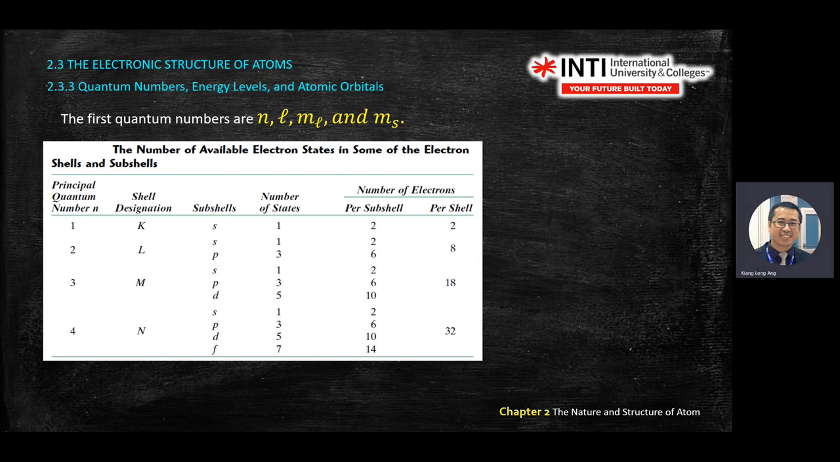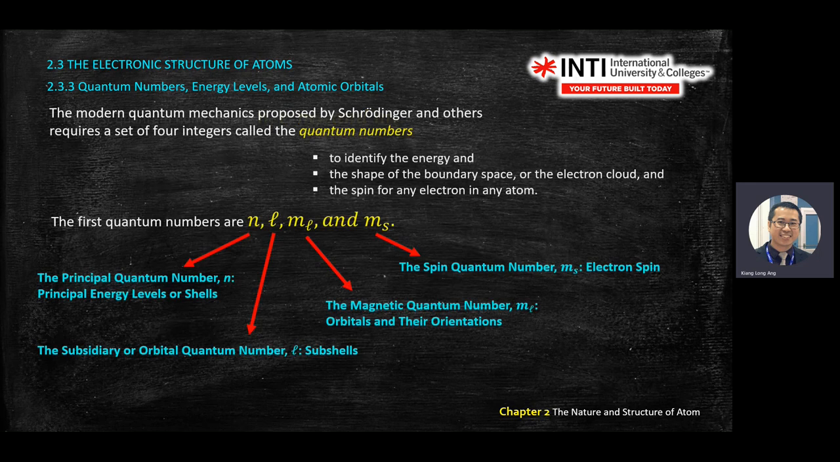First, you have to understand this one first. If not, then you're going to confuse the four numbers that you see later. This one tells you the four numbers just now: N, L, M_L, and M_S. So just now, I introduced you to the principal number. The principal number breaks into subcells. Later, I will explain M_L and M_S. Just now, the ones that you see on the whiteboard are N and L. Okay?